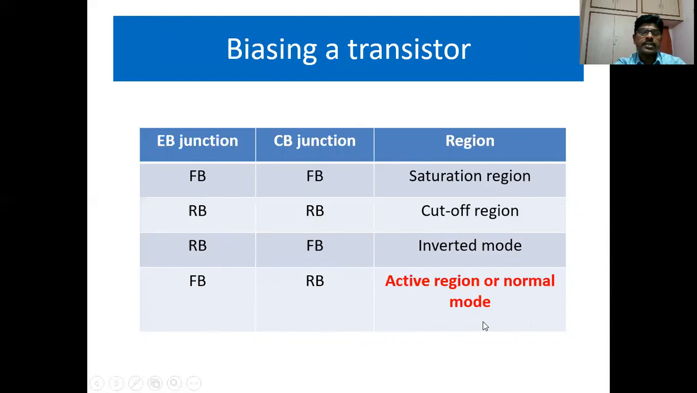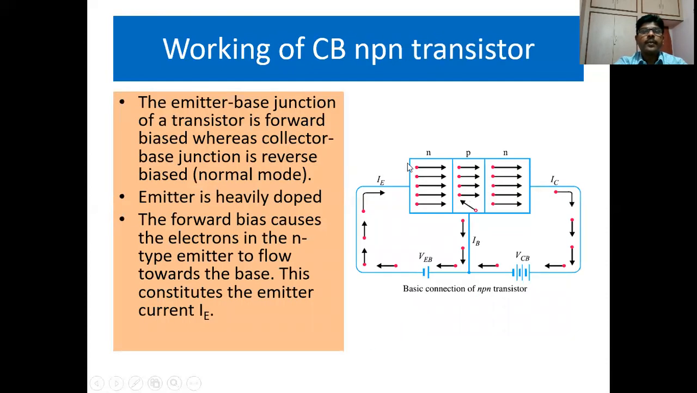We will have further discussion on this particular mode, that is, the emitter base junction is forward biased and the collector base junction is reverse biased, and the transistor is in the active region or normal mode. Here we see the working of a common base NPN transistor. It has the emitter, the base and the collector. Then it has two junctions, the emitter base junction and the collector base junction. The emitter base junction is forward biased and the collector base junction is reverse biased. This is the normal mode.